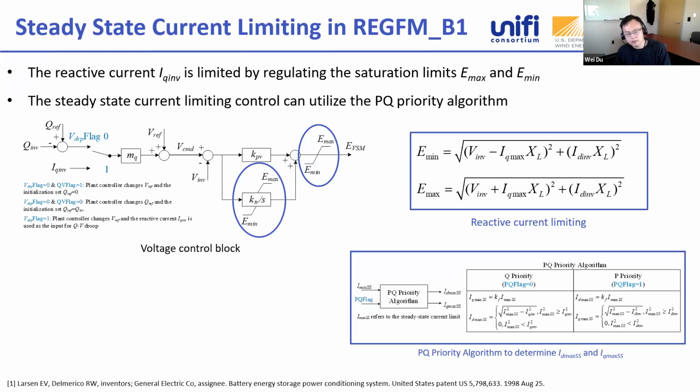And also we can use some PQ priority algorithm to determine your ID max and IQ max, because you want to know how much active current you want to limit and how much reactive current you want to limit. So this is somewhat similar to a grid following inverter, because the WECC grid forming IBR model also has the PQ priority, but the current limiting approaches are different. Even for this grid forming, we can also use this PQ priority algorithm.